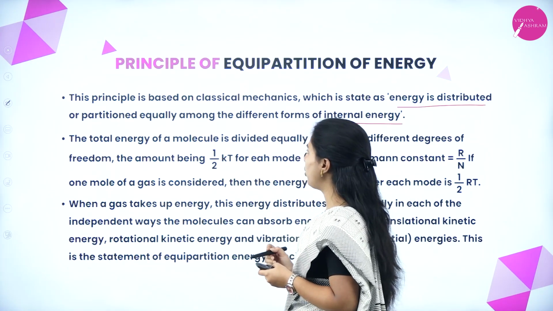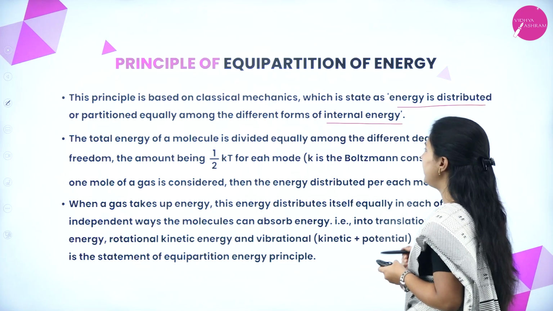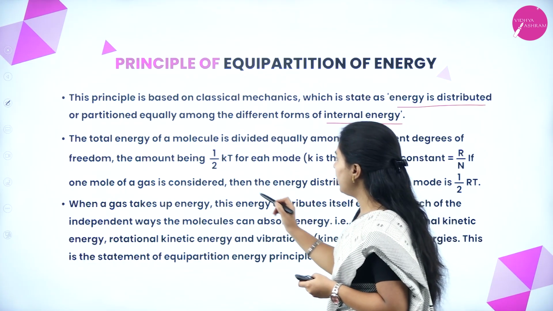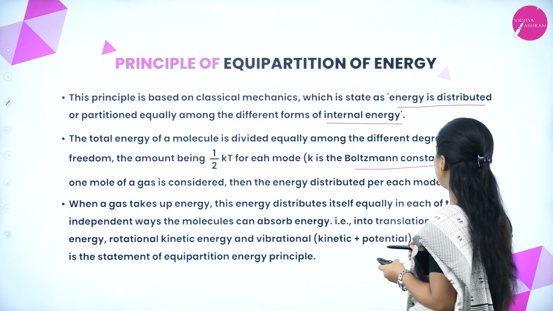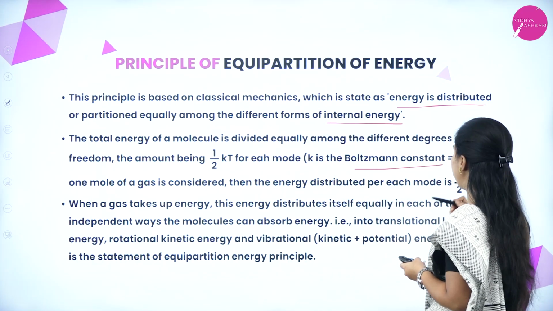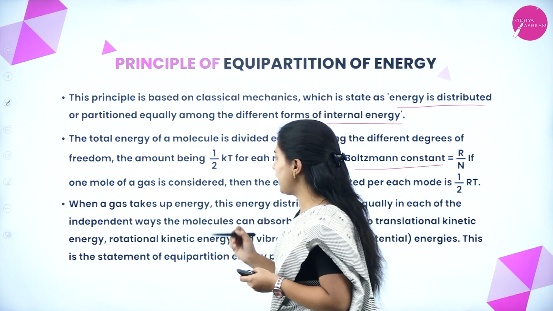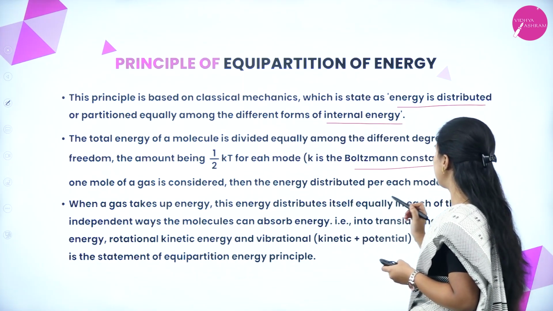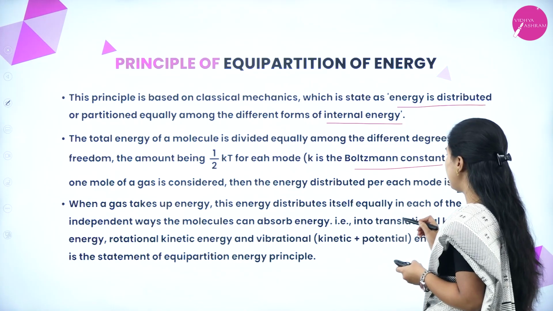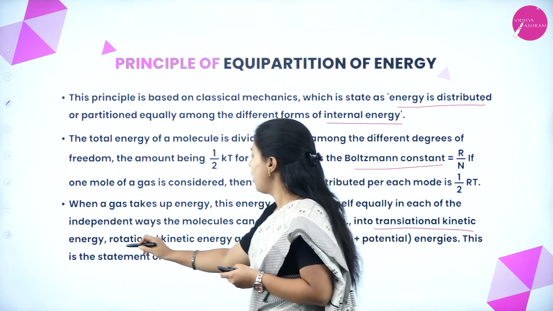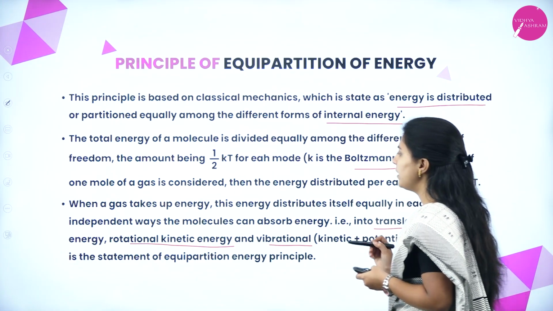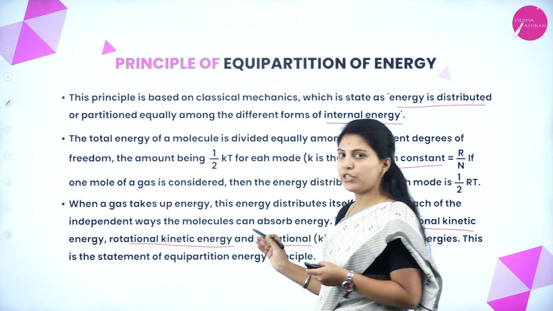The total energy of a molecule is divided equally among the different degrees of freedom, the amount being half kT for each mode. Here k means the Boltzmann constant, equal to R by N. If 1 mole of gas is considered, then the energy distributed per mode is half RT. When a gas takes up energy, this energy is distributed equally in each of the independent ways the molecules can absorb energy, that is into translational kinetic energy, rotational kinetic energy and vibrational kinetic plus potential energies. This is the statement of the equipartition of energy principle.